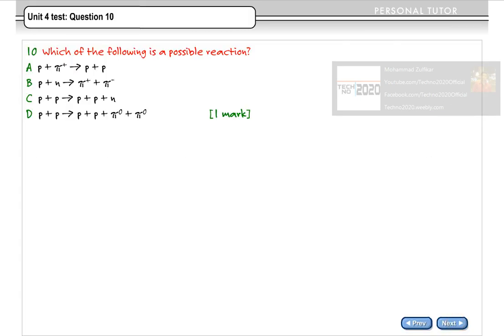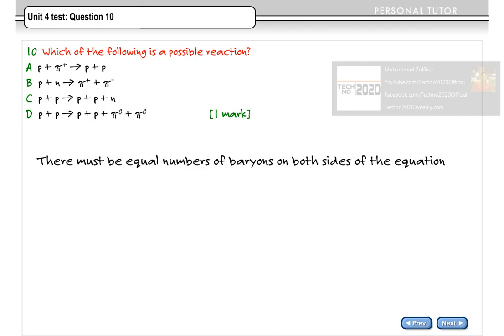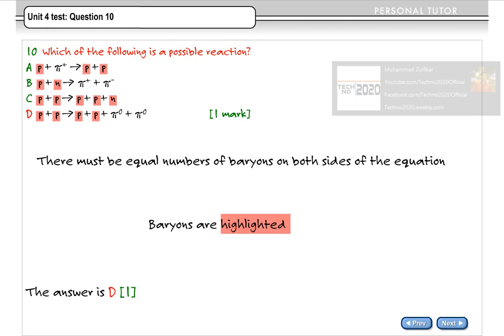You must have the same number of baryons on each side of a possible reaction. Both protons, P, and neutrons, N, are baryons, but all the pi particles are mesons. The only reaction which has this condition is option D, with 2 baryons on each side.